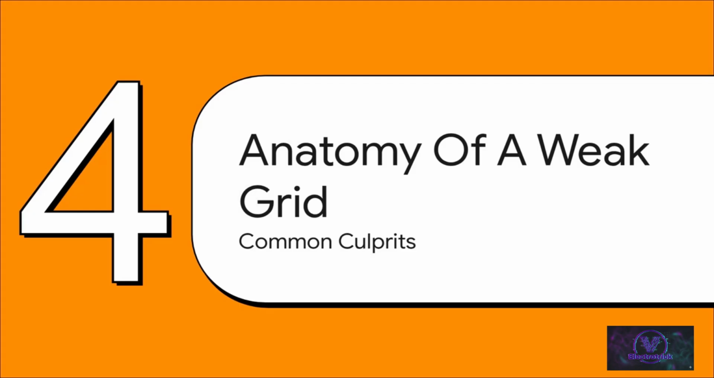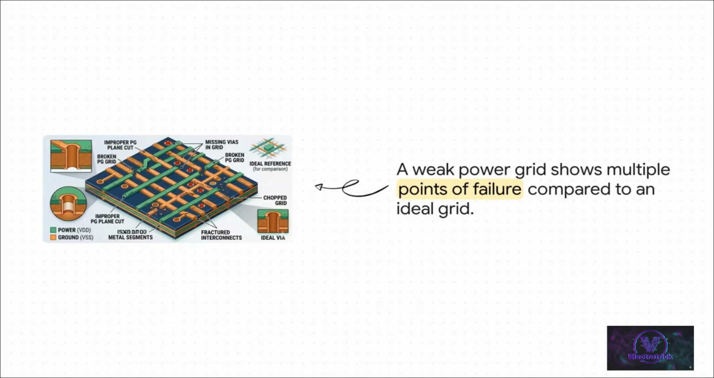Okay, so we know how to find these high-resistance trouble spots, but what actually causes them in a real design? Let's take a look at the anatomy of a weak grid and point out some of the most common culprits that lead to these failures. Wow, yeah, this image is worth 1,000 words for sure. It's like a gallery of everything that can go wrong. You can see these broken grid lines, fractured interconnects, spots where the vias are just gone. Now, compare that total mess to the clean, ideal reference grid over in the corner. I mean, the difference is night and day.